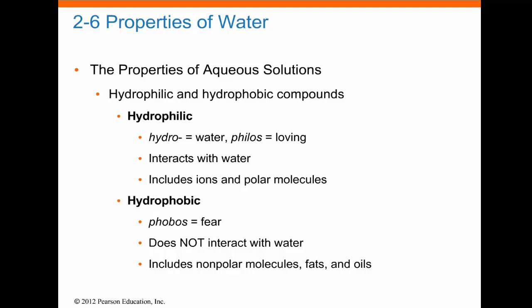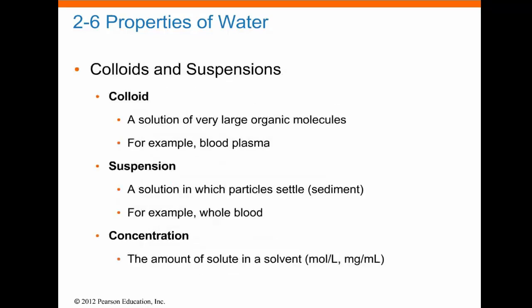Then we have colloids and suspensions. Colloids are a solution of very large organic molecules. Say, for example, blood plasma that has large blood proteins in it, and that is called a colloid. A suspension is one in which the particles settle. If you shake it up and then let it settle, for example with whole blood, if you had a tube of whole blood and you gently agitated it and then set it down, the whole blood components would settle out of the blood serum and you would see a definite line.